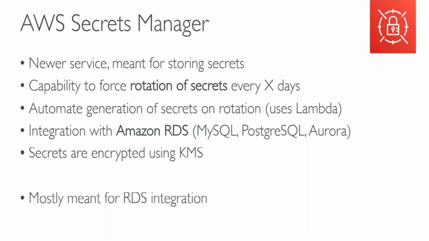In AWS Secrets Manager, we have the capability to force the rotation of a secret every number of days. So what does this mean, team? First of all, we can have secrets here. So why are we using Secrets Manager? Team, I'm just going to give you a real-time example. We are going to use Secrets Manager.